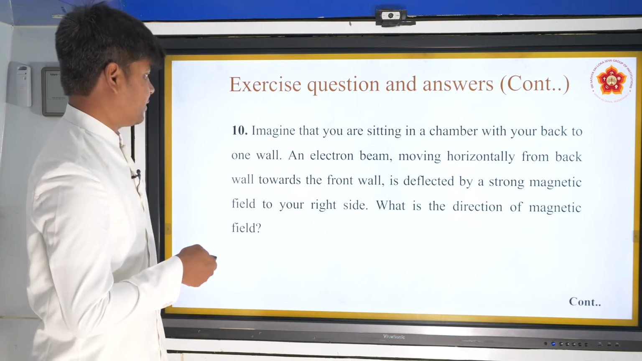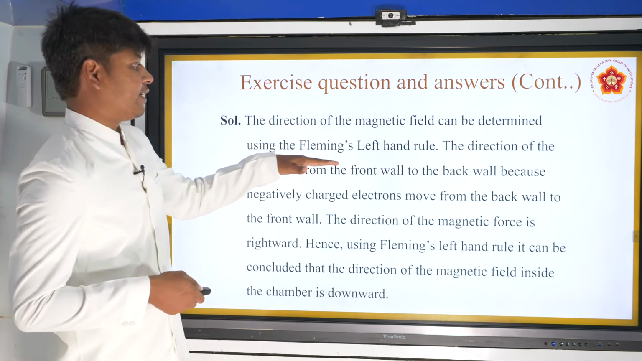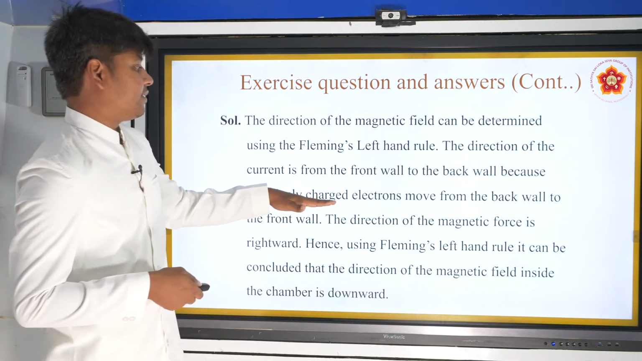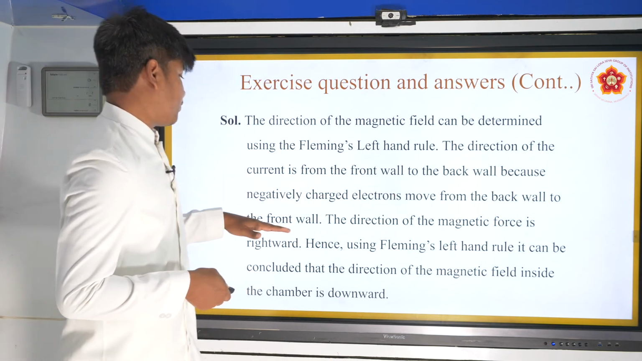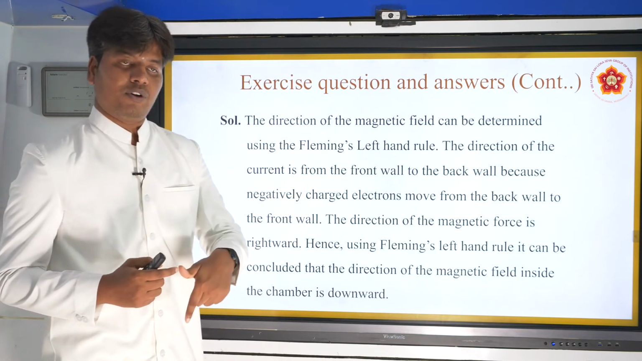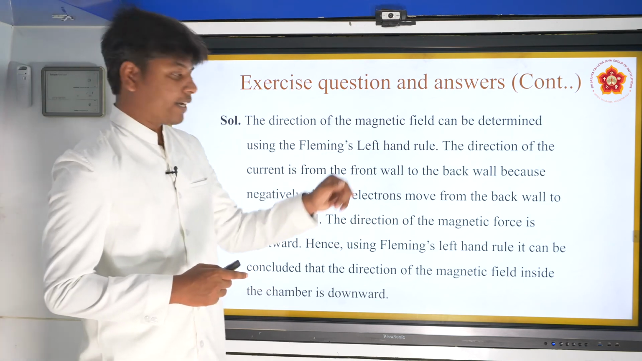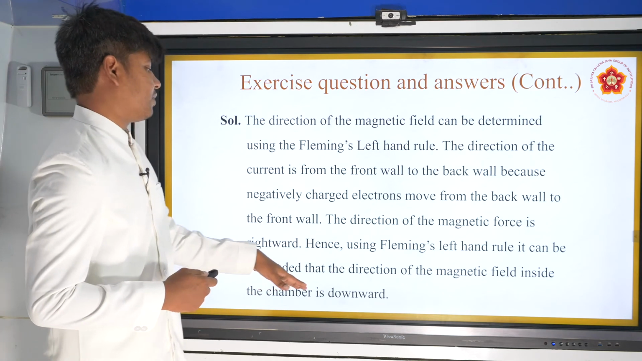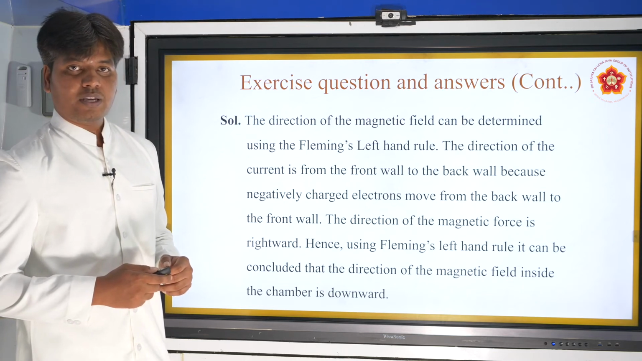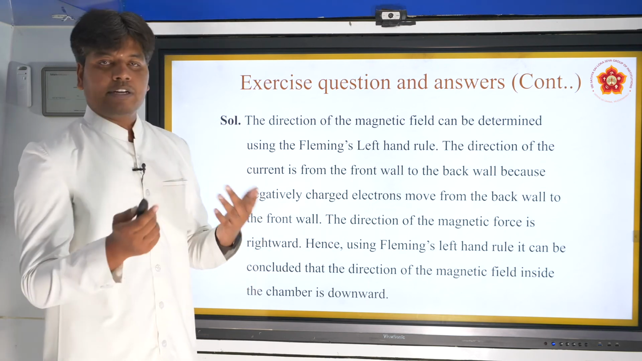Let us see how it got explained. The direction of the magnetic field can be determined using the left hand rule. The direction of the current is from the front wall to the back wall, because negatively charged electrons move from the back wall to front wall, right? So the current will be moving from front wall to back wall. The direction of the magnetic force is rightward, as we saw. So using the left hand rule it can be concluded that the direction of the magnetic field is inside the chamber, downward. Now here in our case we studied inward, but it is more or less the same.